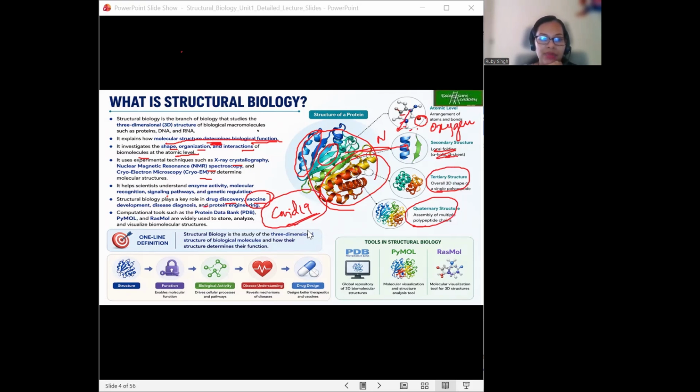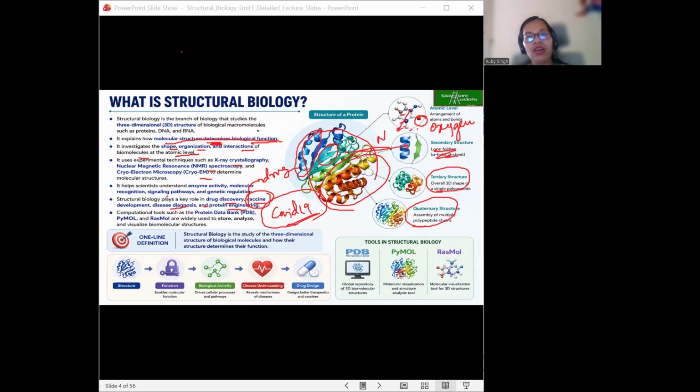I'll take this example in detail. Structure biology also helps in disease diagnosis as well as in protein engineering, and this is required again for drug development. Now, what are the different computational tools we are using here? As I have mentioned, we'll be discussing in detail the Protein Data Bank. PyMOL and RasMol are the tools we'll use to visualize the proteins whose structures are available.